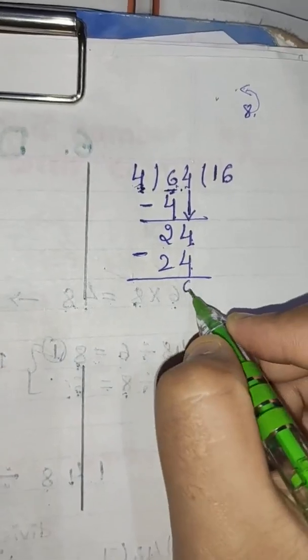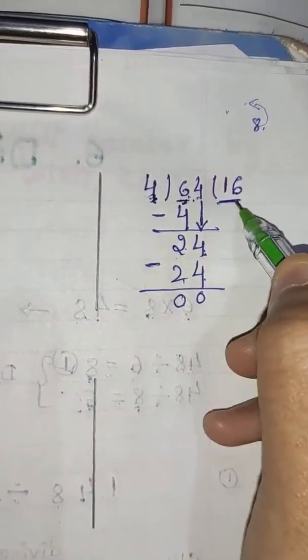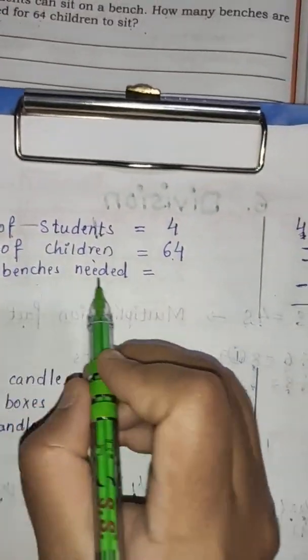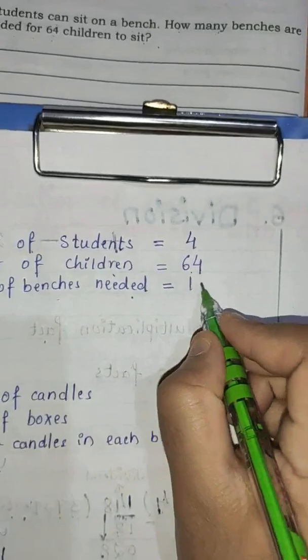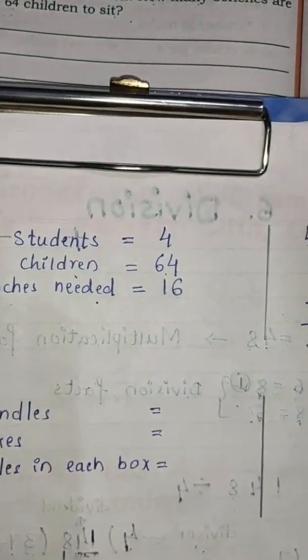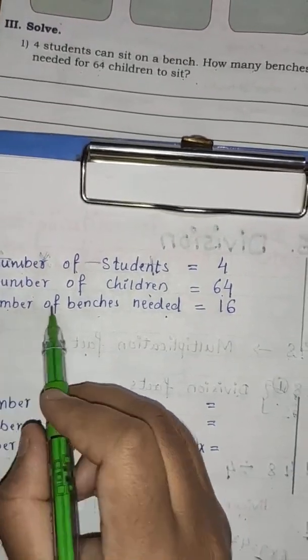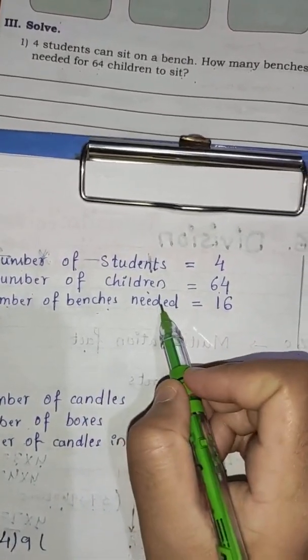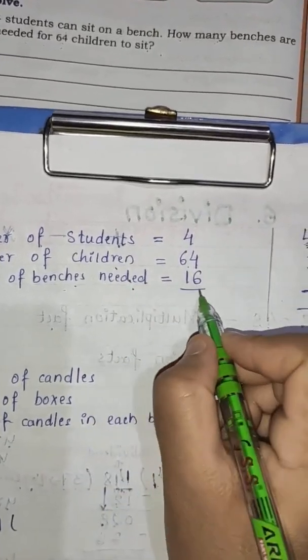4 minus 4 is 0. 2 minus 2 is 0. So what is the answer here? 16. Right. So number of benches needed. How many benches are needed? 16 benches. So we'll write here 16. Understood, children? So the number of benches needed for 64 students or children to sit is 16.